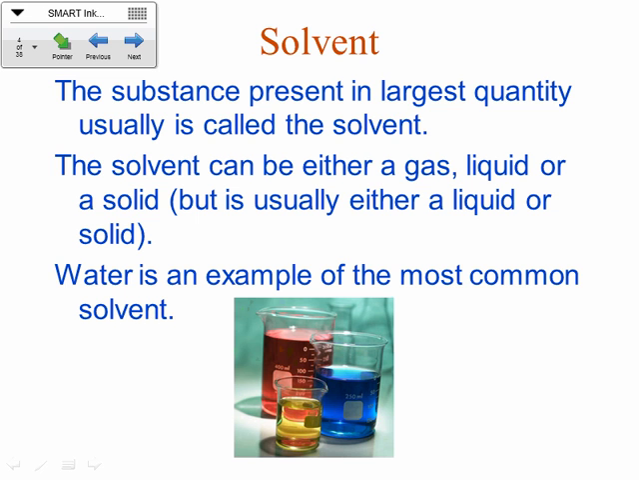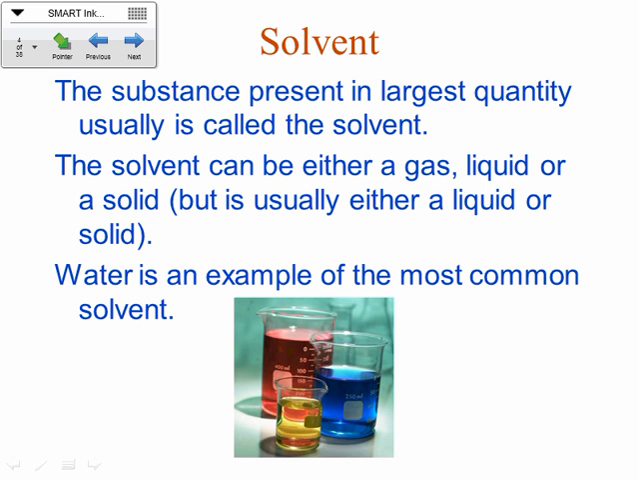Water is an example of the most common solvent. Water is really good at dissolving things, so it's a solvent that we encounter a lot. And especially in this class, we're going to use water as a solvent for a lot of things. We already have this year. You just didn't know it was called a solvent. A lot of the chemical reactions we have done have been with a solution, something dissolved in water.